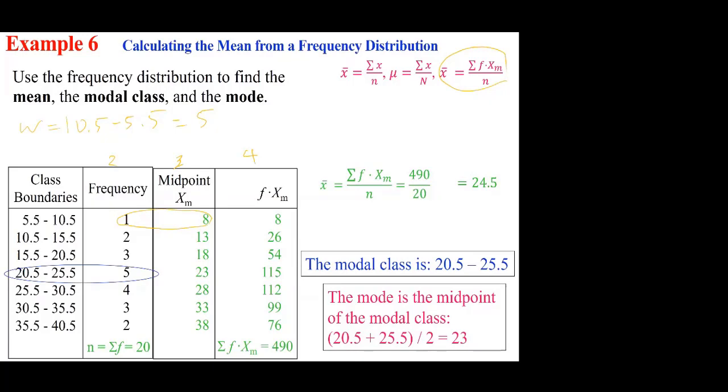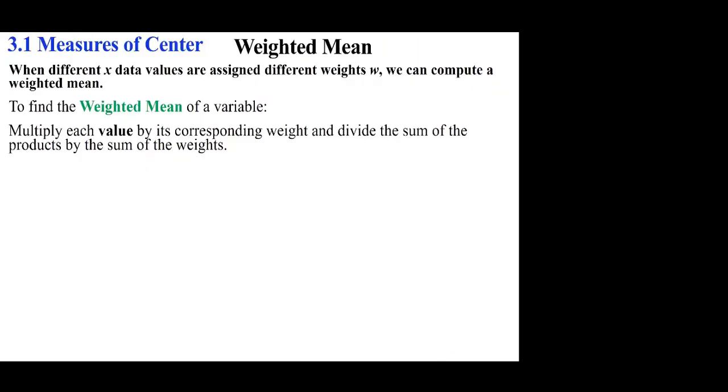I want to look at a very important topic, especially for students, because your GPA is calculated in this manner. So we are going to look at weighted mean, or you can call it weighted average. Find the weighted mean of a variable. Multiply each value by its corresponding weight and divide the sum of the products by the sum of the weights. So here's the formula. I want to make sure everybody understands why we do that. Think about this concept of a GPA that is discussed.